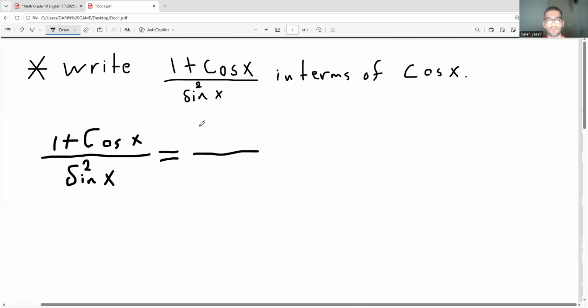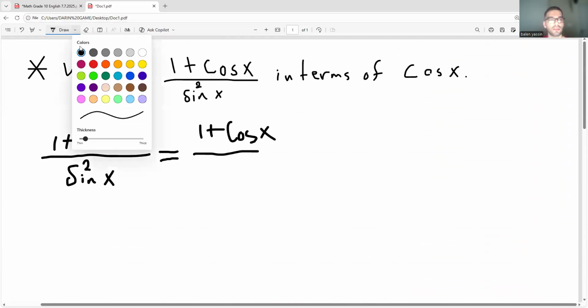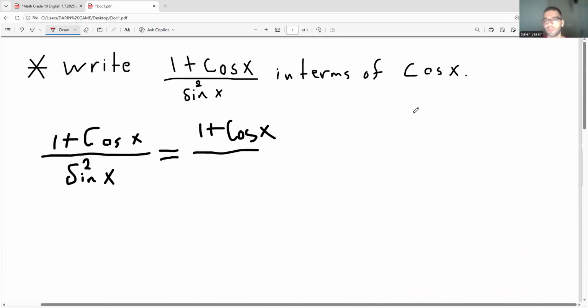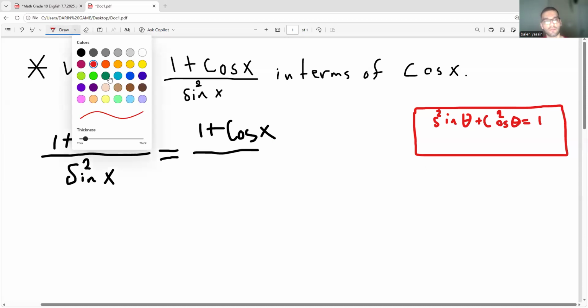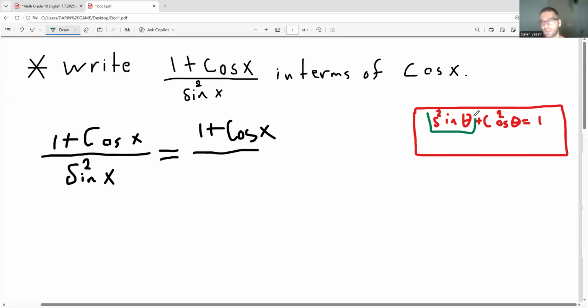Yeah, so we have 1 plus cosine of x. So we have decided that we change sine into cosine, okay? And let me use another color. So remember, in the previous example, example 2, we showed that sine squared plus cosine squared of theta is equal to 1. By the way, you have to memorize this one, okay? Now we need to find sine squared. So imagine here you want this sine squared to be alone. So what do you have to do?